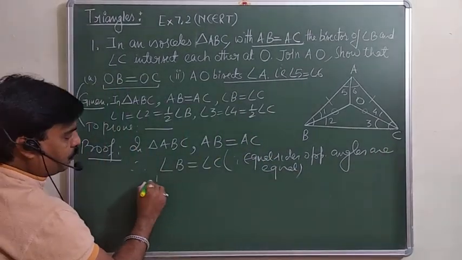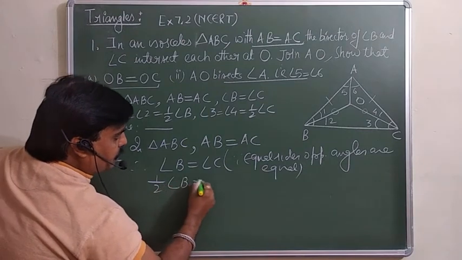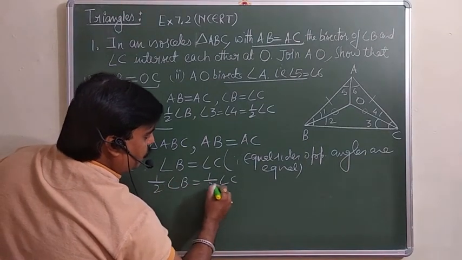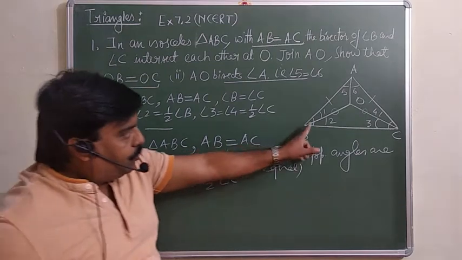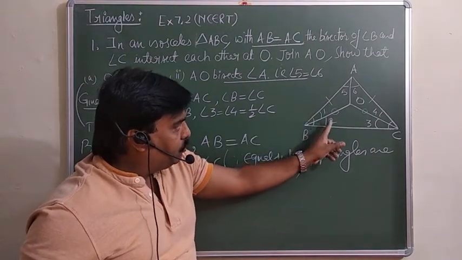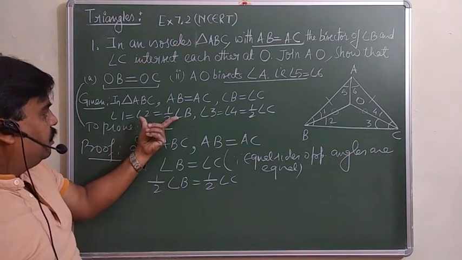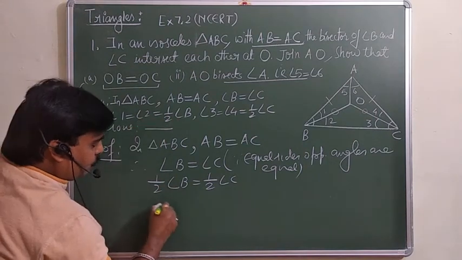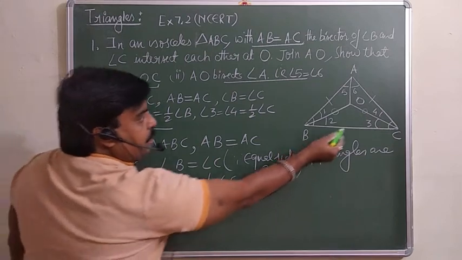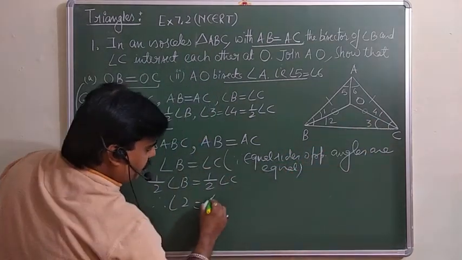Just divide both sides by 2. Half of angle B is equal to half of angle C. You can do the same operation. Because BO is the bisector of angle B, angle 1 is equal to angle 2. This is already given. So half of angle B will be equal to angle 2, and half of angle C is equal to angle 3.